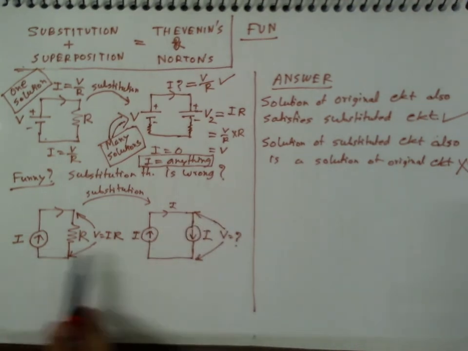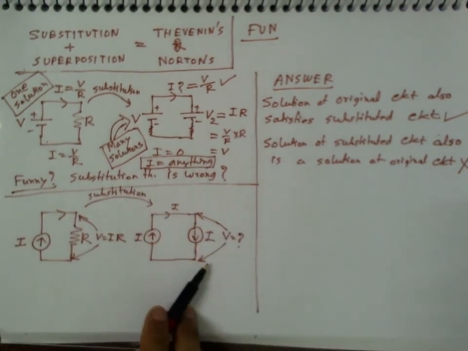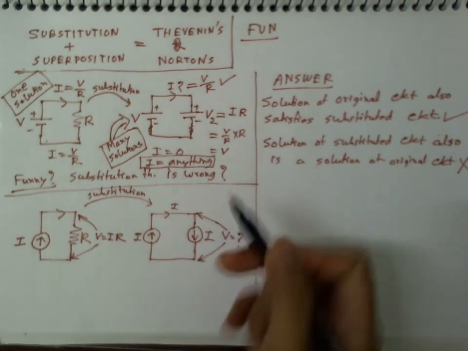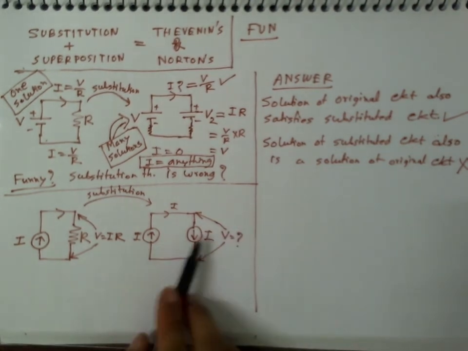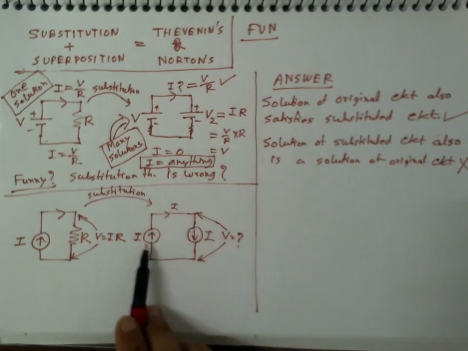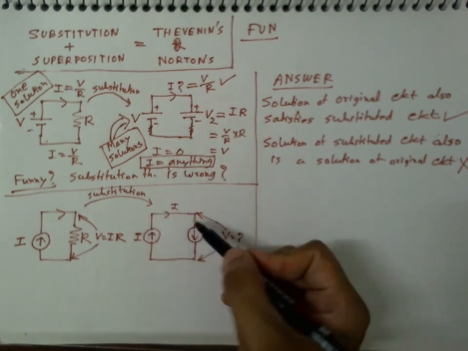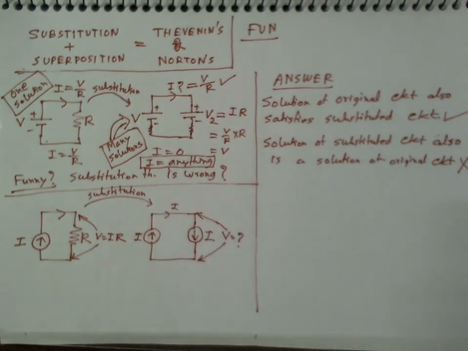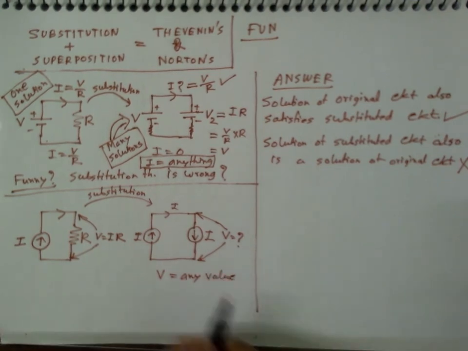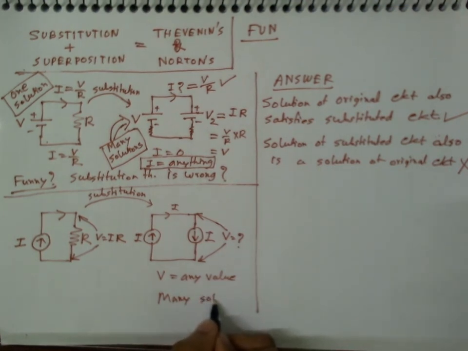And similarly for this other example, you might have already realized that V here can be anything. We cannot say what the value of V across this circuit is. The current will definitely be I, because both these current sources in series are of the same value I, so the current will be I, but V can be anything. So V is equal to any value. Any value is fine. So that means this one has infinitely many solutions.